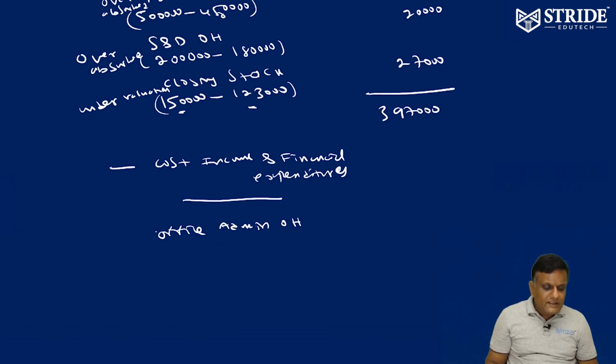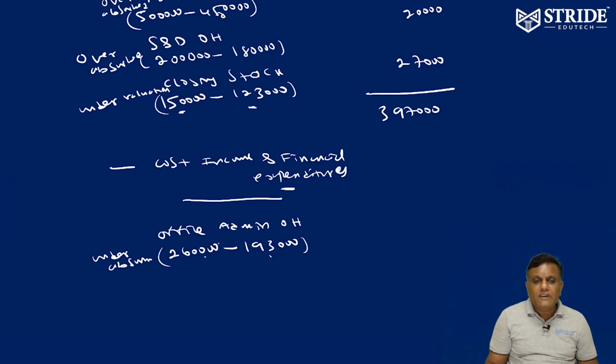But as per financial, 2,60,000. So financial expenditure is more than in cost. Therefore 2,60,000 in financial. As per cost, it is going to be 1,93,000. Therefore cost expenditure is less than financial expenditure. Therefore it is called under absorbed. Right. Under absorbed. Therefore more financial expenditure than cost. Technically we call it under absorbed. Difference 67,000. That is to be subtracted.